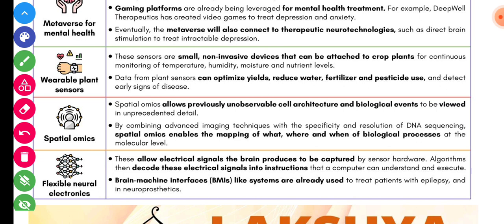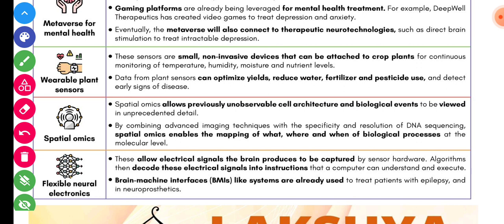And wearable plant sensors. These sensors are small, non-invasive devices that can be attached to crop plants for continuous monitoring of temperature, humidity, moisture, and nutrient levels. And data from plant sensors can optimize yields, reduce water, fertilizer, and pesticide use, and detect early signs of disease. And spatial omics.